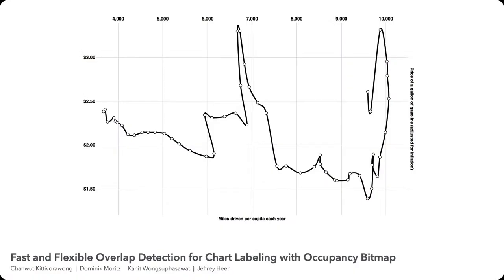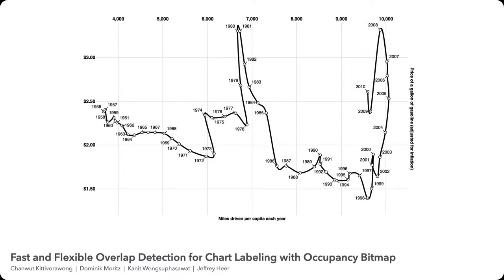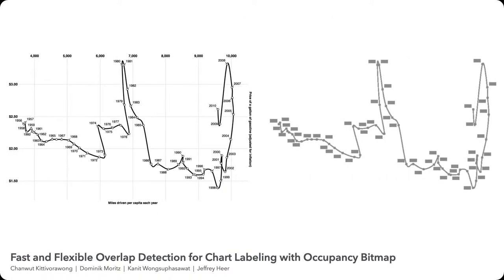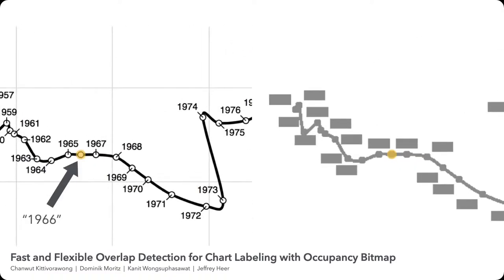In a visualization, laying out labels to data points needs to be done automatically with a fast labeling algorithm. We introduce occupancy bitmap. It's a data structure that helps the labeling algorithm to, first, quickly record the positions of existing marks and labels, and second, quickly detect overlapping of labels with the recorded positions.